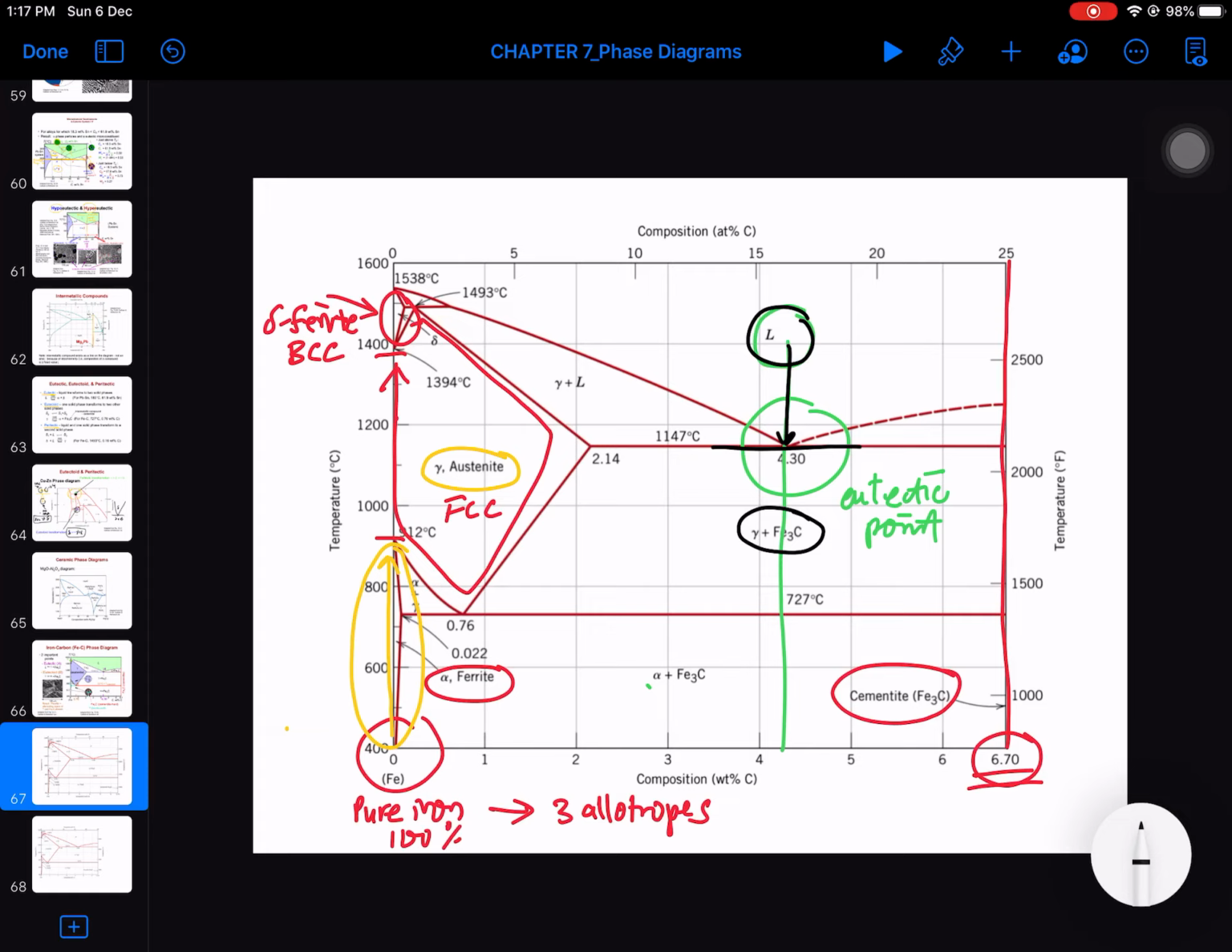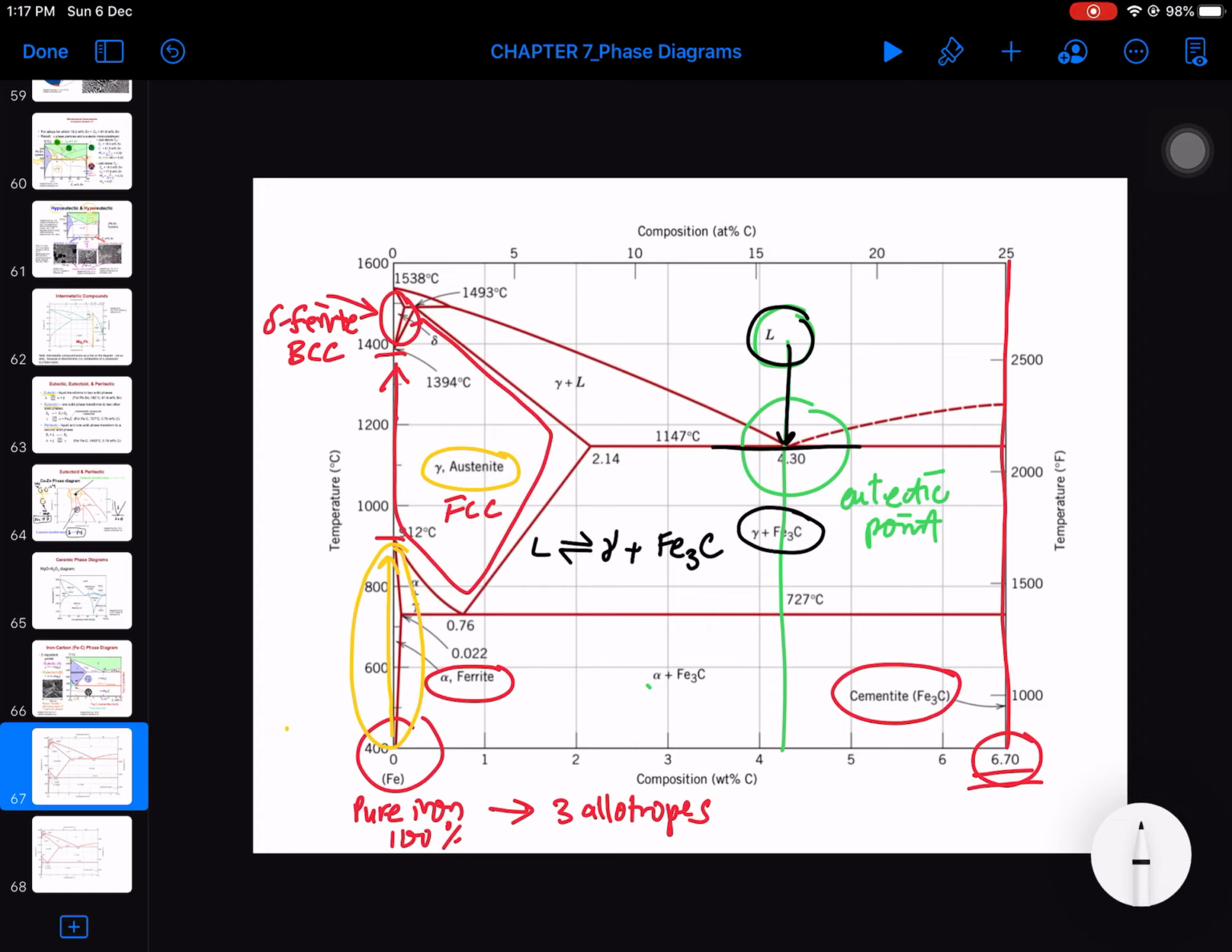If we write back the reaction, it's going to be liquid upon cooling, or upon heating, resulting in gamma, which is the austenite, plus Fe3C, which is the cementite.